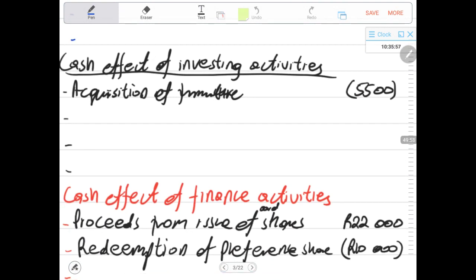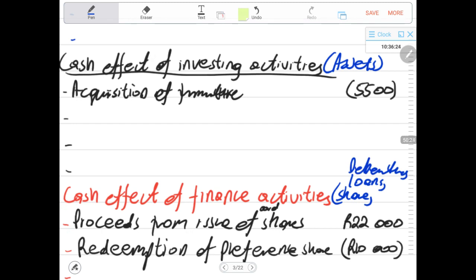Why investing activities? Because this is an asset, and under investing activities we are dealing with assets here. I want to highlight that. We deal with the assets here. Here we deal with shares. We deal here with the loans. And we deal here with the debentures. These are the major three things that we normally deal with.